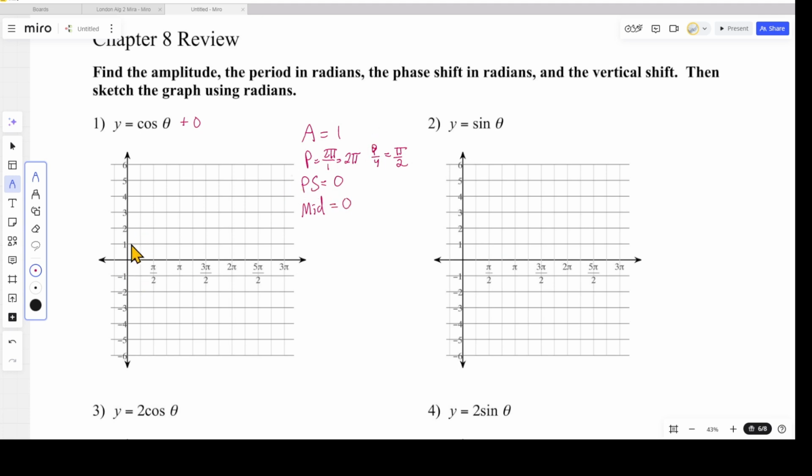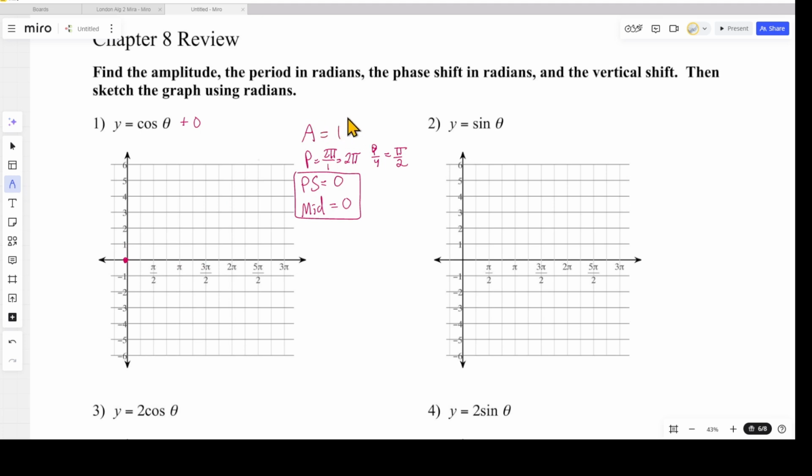To make my graph, I'm going to try to make a habit of making a box, and then I'll fill in the graph. I'll start by plotting this point, which will determine the center left of the box. My phase shift is an x-coordinate, so I'll go to the 0. And then the midline is a y-coordinate. Both of them are 0, so I know my box will be starting right here.